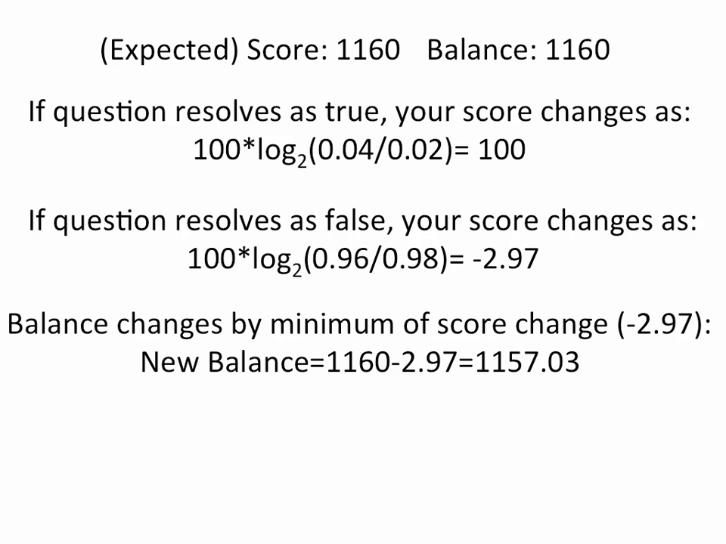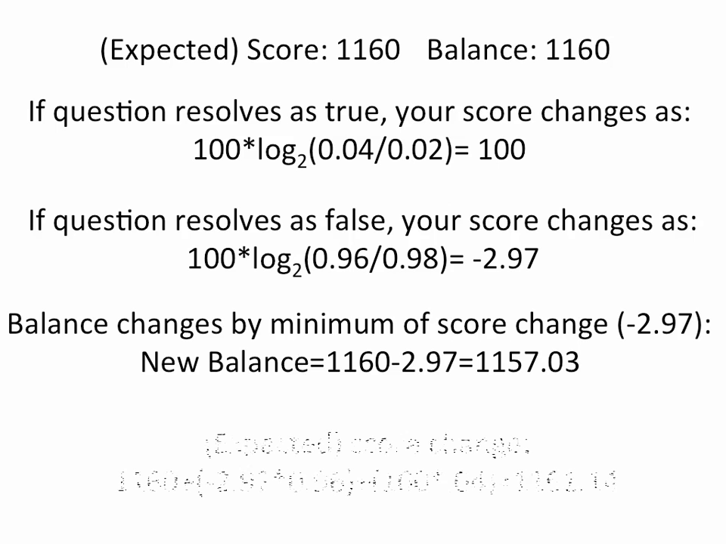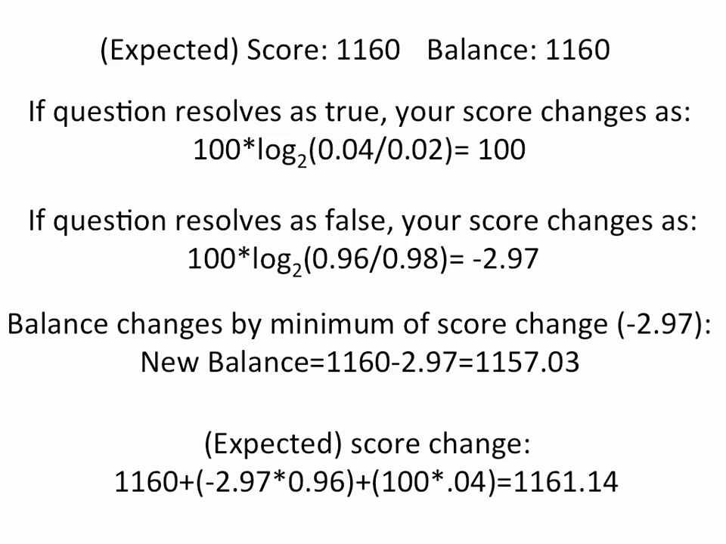And then our balance changes by the minimum of these two scores. So in this case, negative 2.97 is less than 100. Therefore, a new balance is found by subtracting 2.97 from 1,160. And our score changes given an expectation. So in this case, we use the updated probabilities to multiply by the two different score changes to obtain our new expected score.